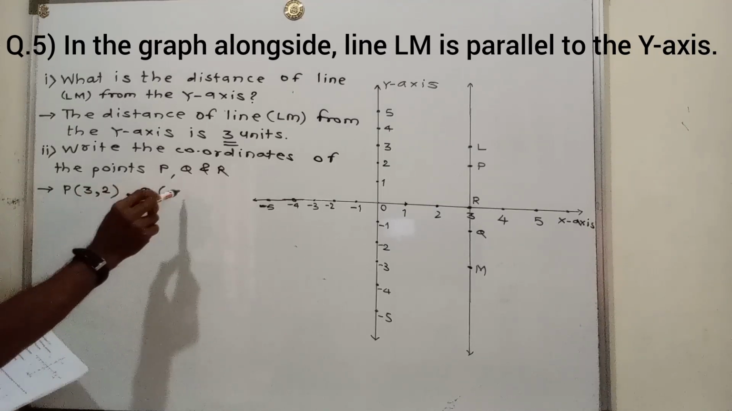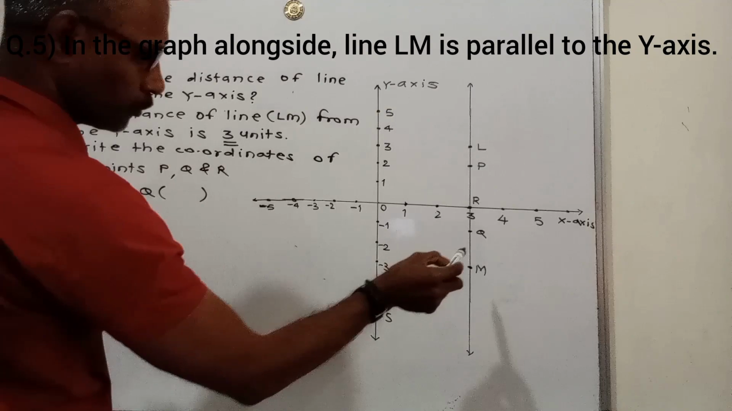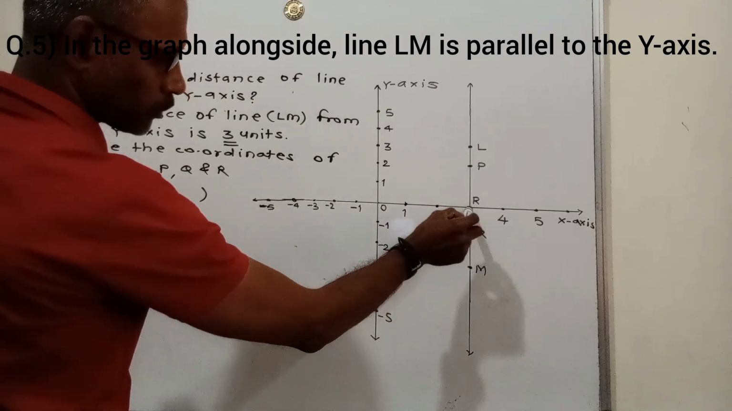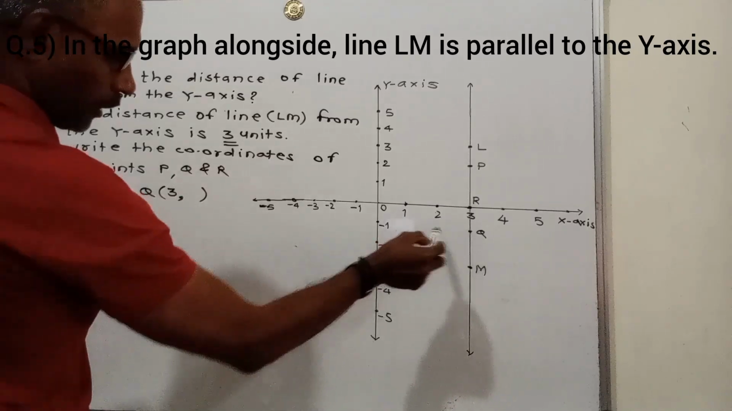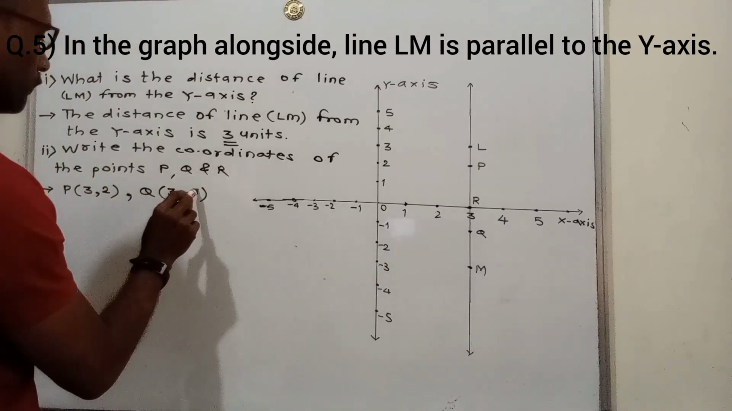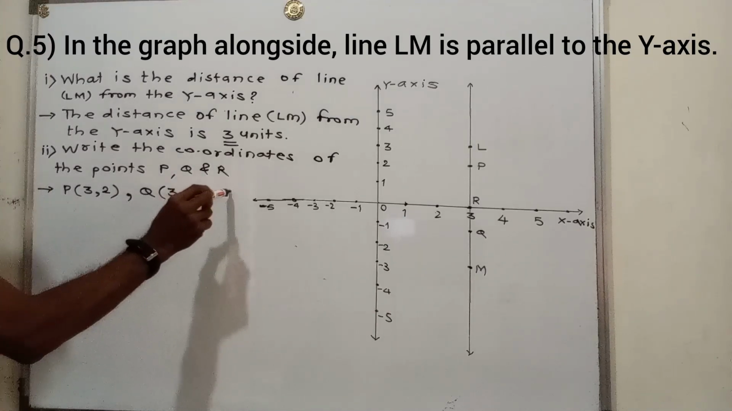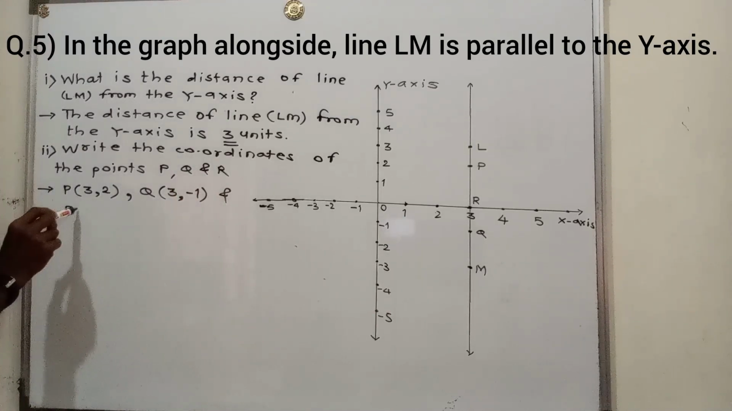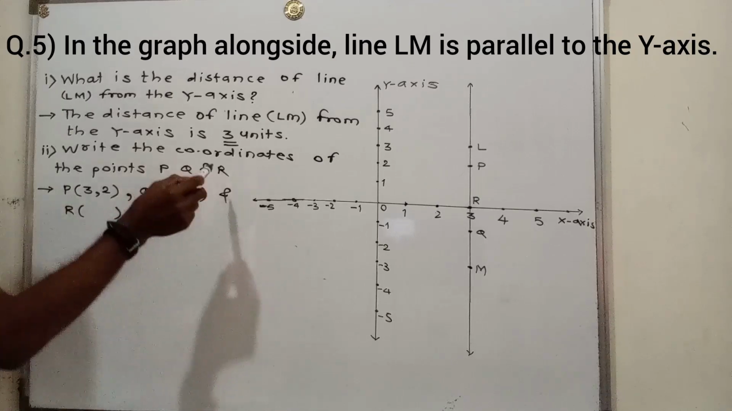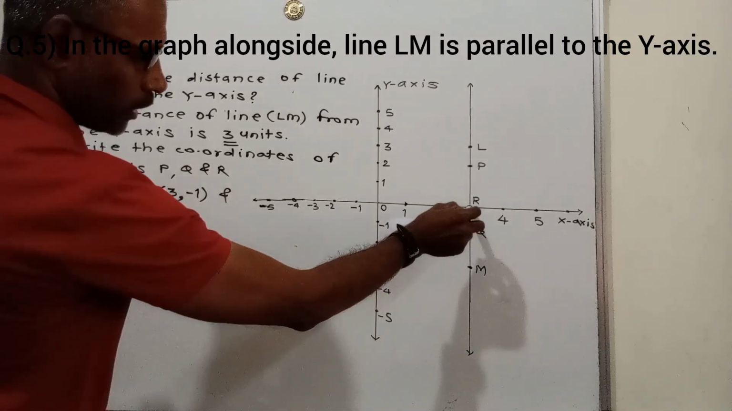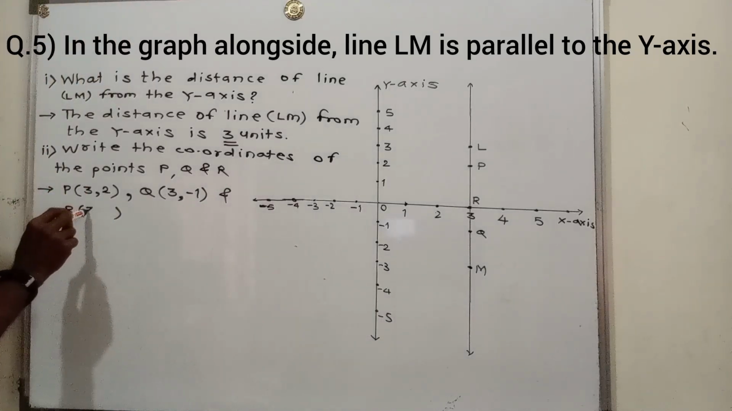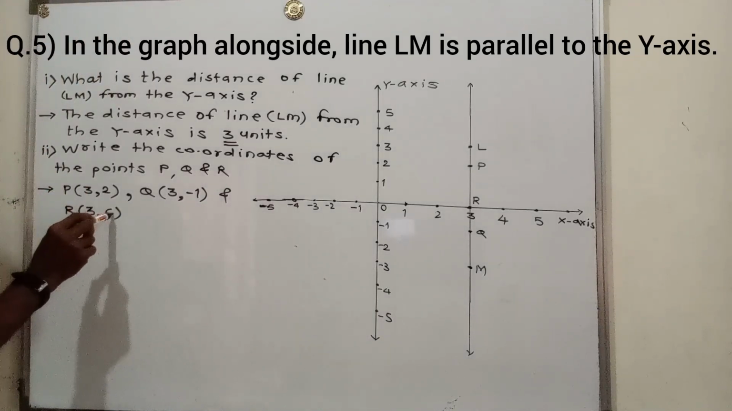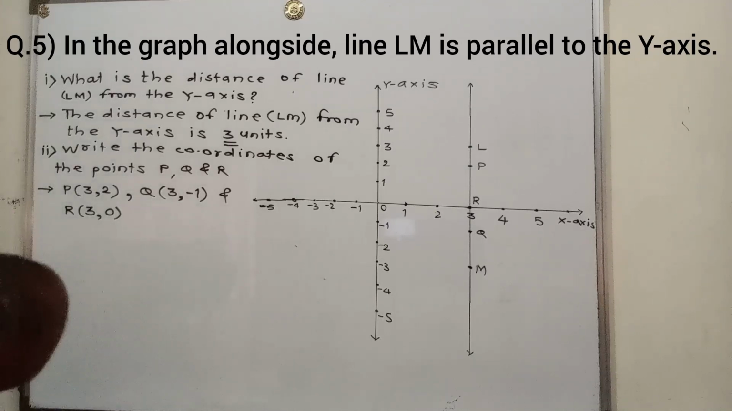Then Q. X coordinate 3 and Y coordinate -1. And coordinates of point R. R is on x-axis, so x coordinate is 3 and y coordinate is 0. Did you get it?